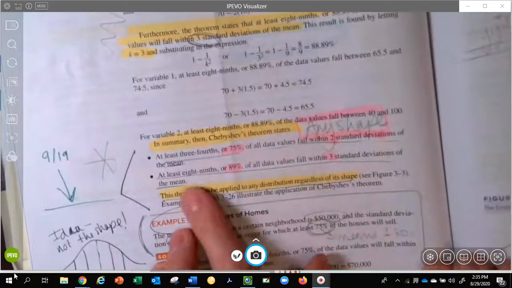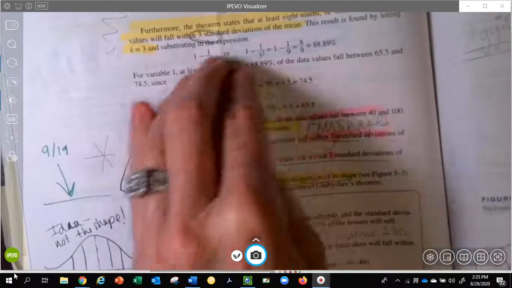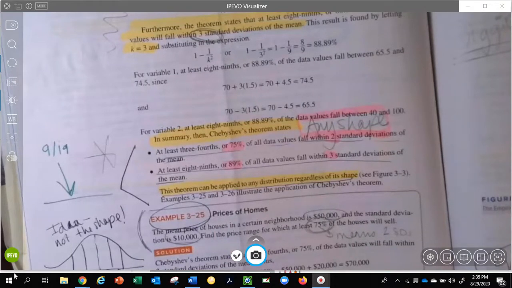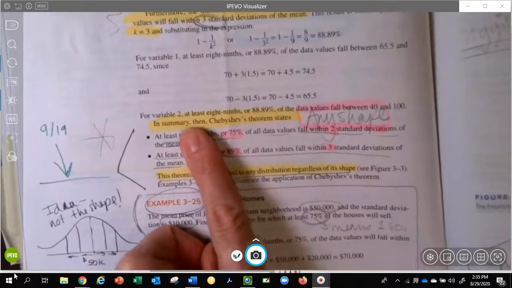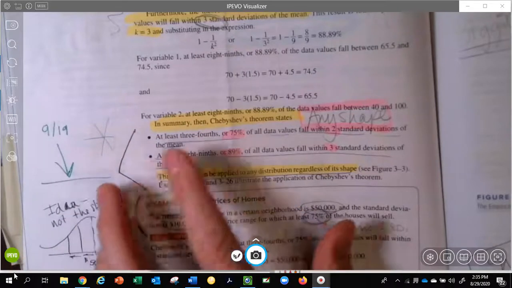I'm jumping over all of this. We are not working through the 1 minus 1 over k squared. Again, we are just talking about 2 standard deviations is 75%, 3 standard deviations is 88.89%. Here's where it's stated, but I want you to make sure that you write in a couple of other words. In summary, that's what we're doing.